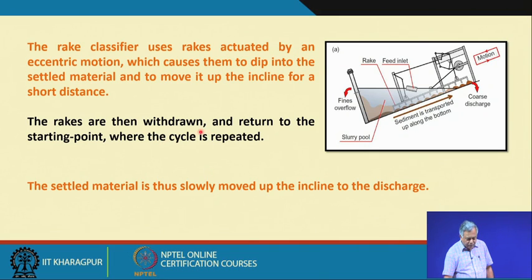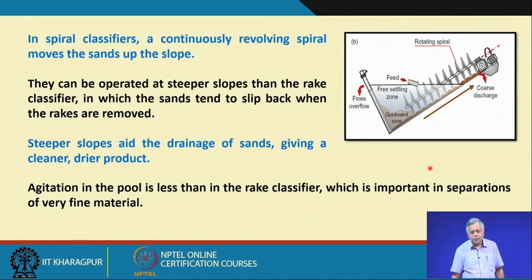After that, the rakes are withdrawn and returned to the starting point where the cycle is repeated, that is, once the material is carried, the rake comes back here and you do the similar thing. This is how the settled material is slowly moved up the incline to the discharge. There is another variety of that, called the spiral classifier.